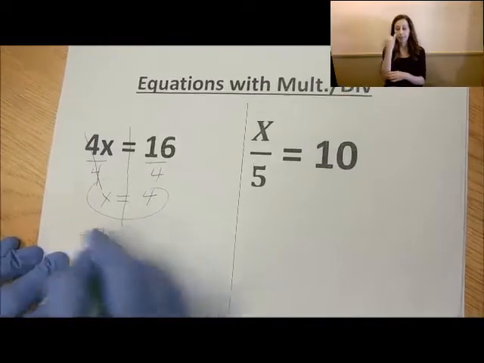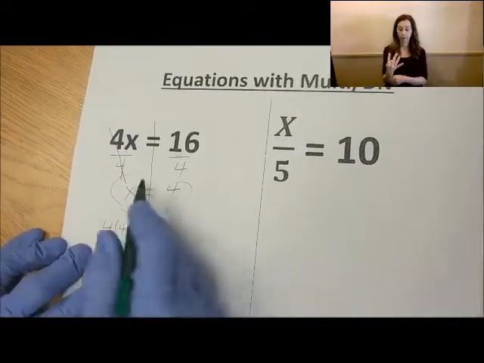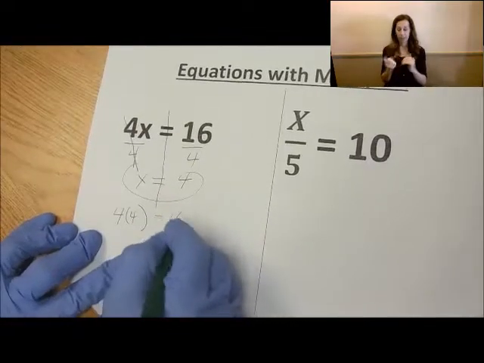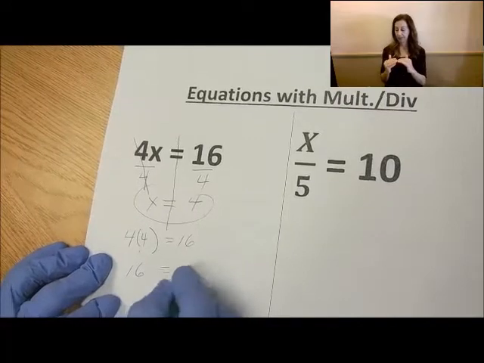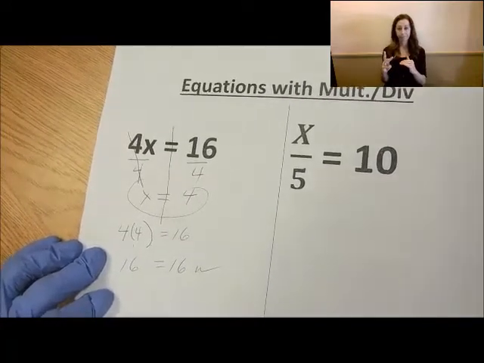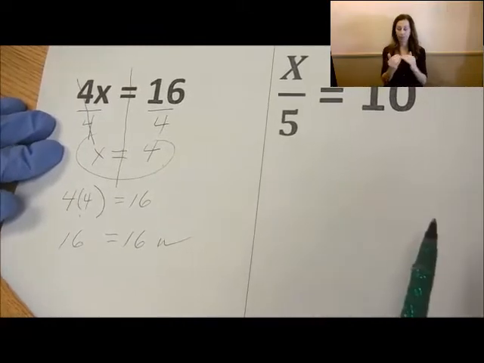So let's just check and make sure. So if I substitute 4 for the x, 4 times 4 is 16, equals 16. There it is, our back check. So our problem is 4x equals 16.